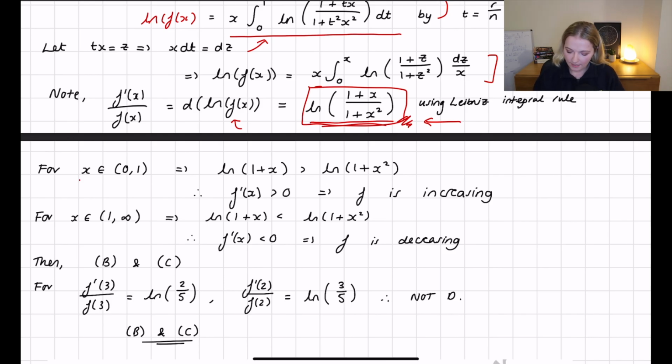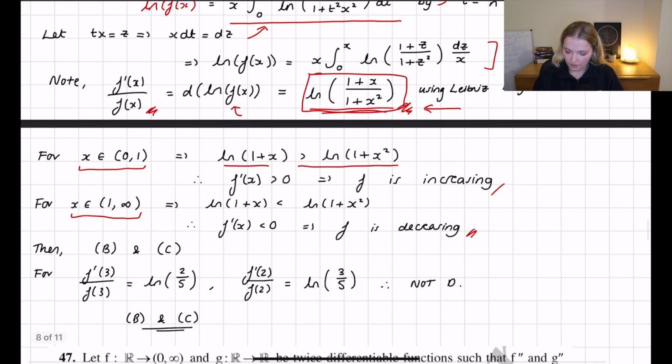So we know that for x between 0 and 1, the log of 1 plus x is greater than 1 plus x squared. So therefore f prime from this here must be increasing. And then if you do the same for the range up to infinity, it's decreasing. So we know that B and C are correct.